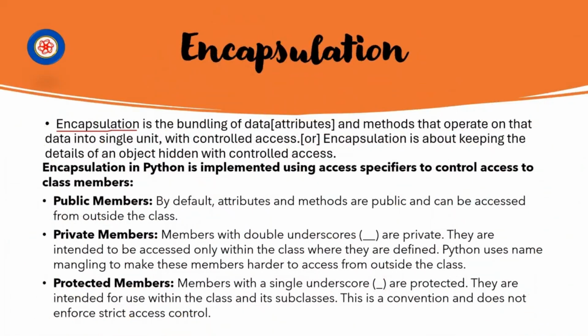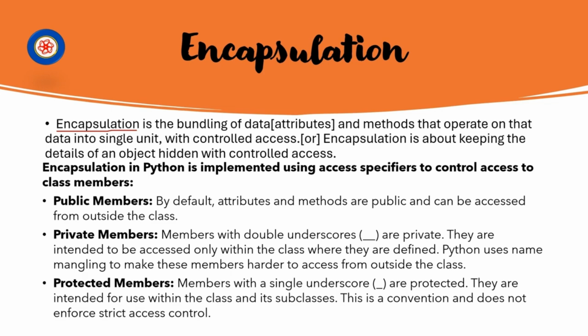Encapsulation is the concept of bundling the data and the methods that operate on that data into a single unit. This is the official definition for encapsulation. In simple words, you can tell encapsulation is about keeping the details of the object hidden with controlled access. It involves restricting direct access to some of the object components, which is also known as data hiding.